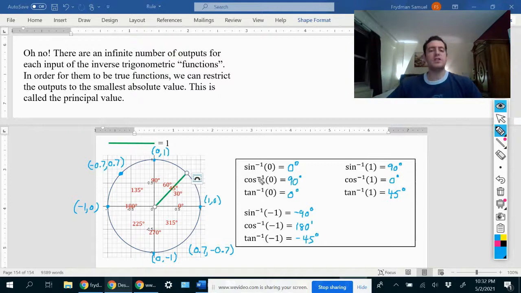Okay, so for most times that you're finding the inverse sine or inverse cosine or inverse tangent of something, you will be using a calculator. But it's good to be able to do some easy ones on your own just by thinking of a circle and doing exactly what we just did.